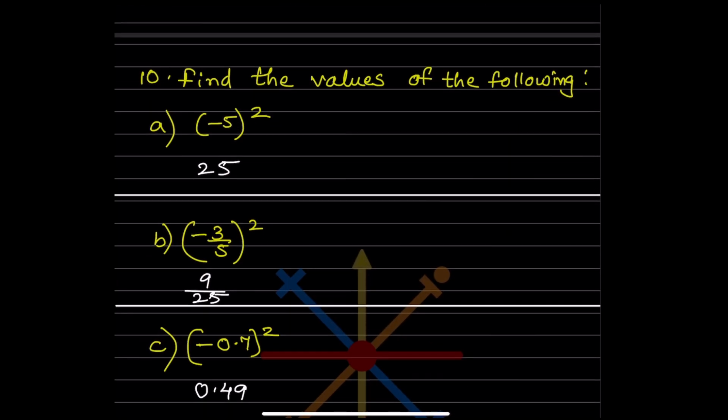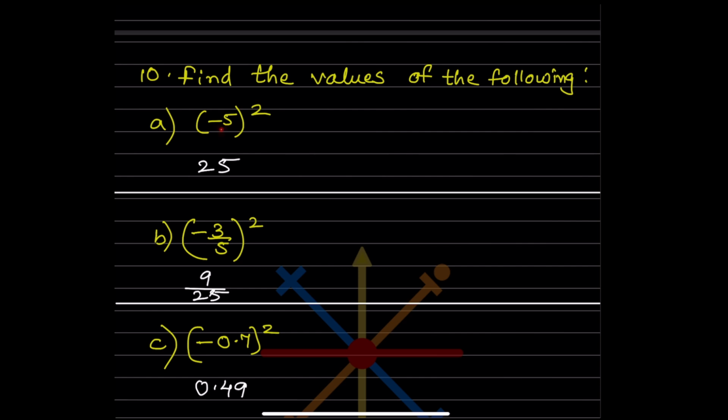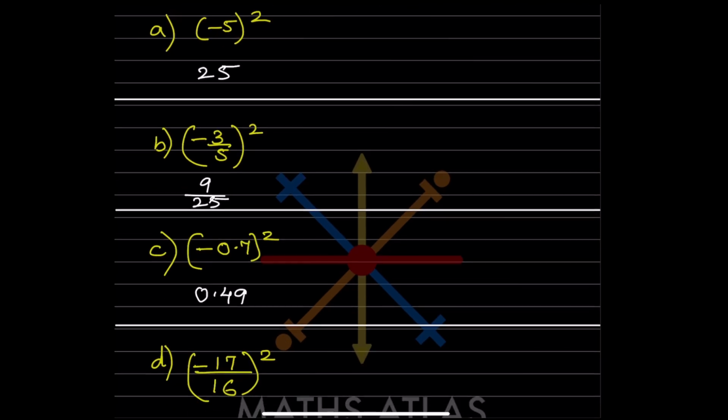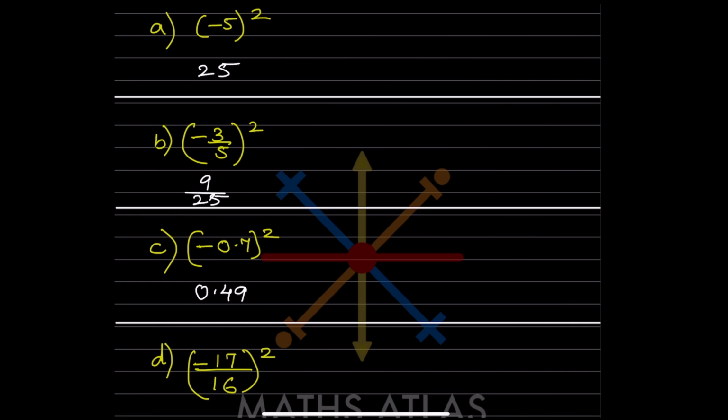Find the values of the following. Now look at here. Minus 5 square means minus 5 into minus 5. Here these are 2 times, so that is an even number, so this is going to be positive 25. Minus 3 by 5 square means minus 3 into minus 3, over 25. Because this is 2 times, an even number, that is going to be positive 9 over 25.